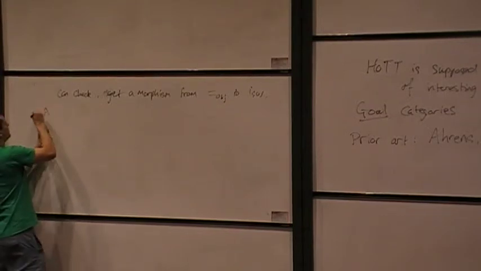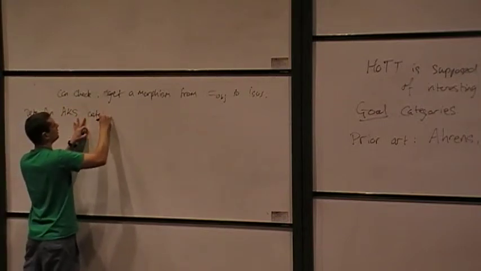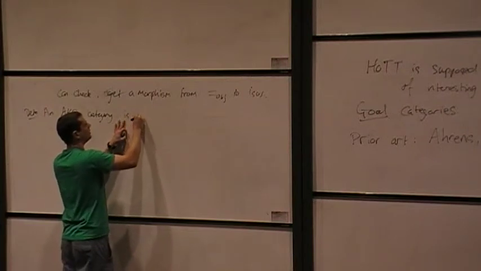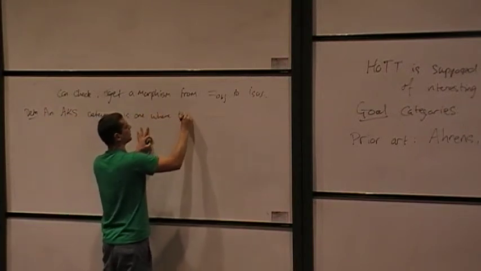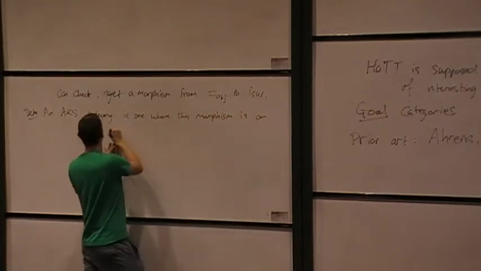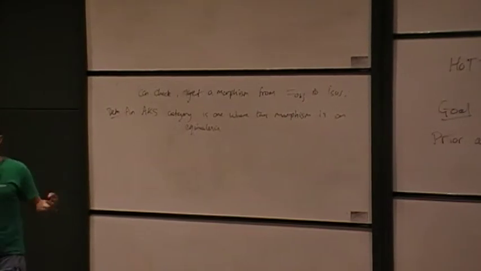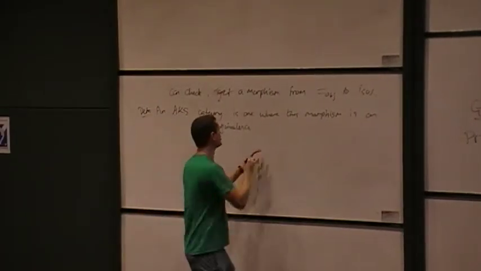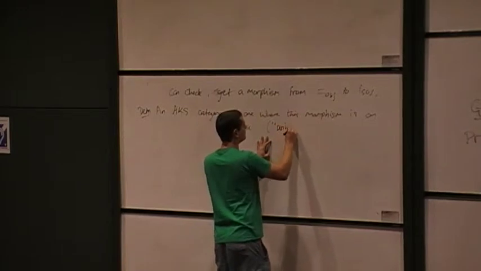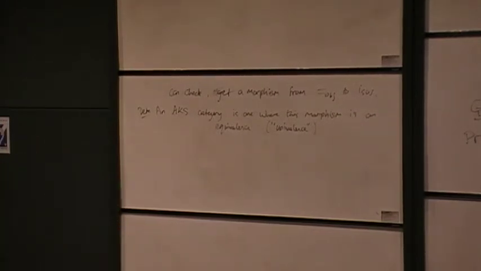So, further definition, an AKS category is one where this morphism is an equivalence. And I guess this one's the slogan of univalence. It's a categorical univalence axiom. Like the univalence axiom of type theory, it says that two different notions of equivalence or equality should be the same.